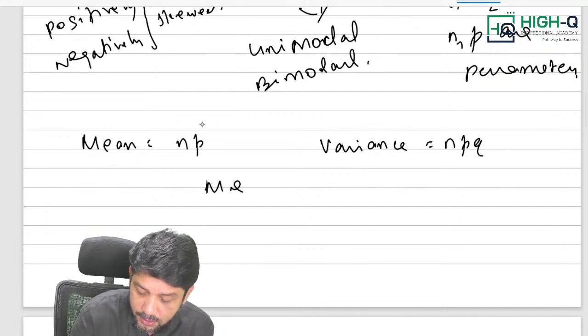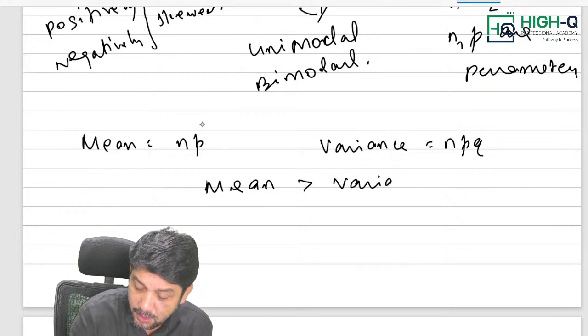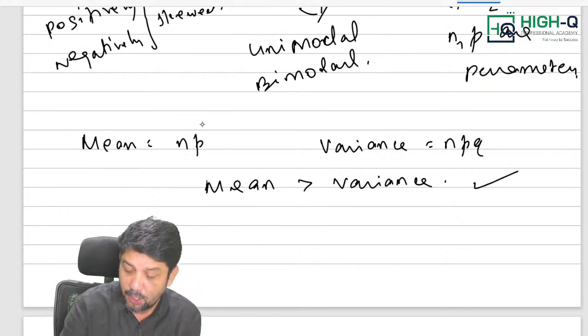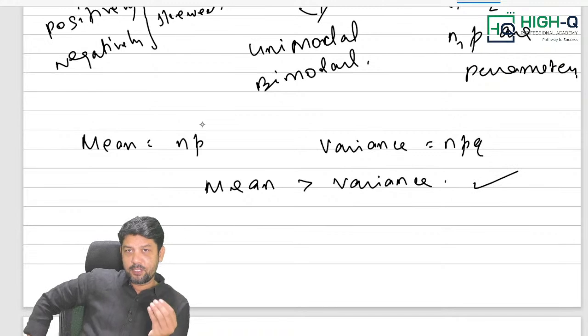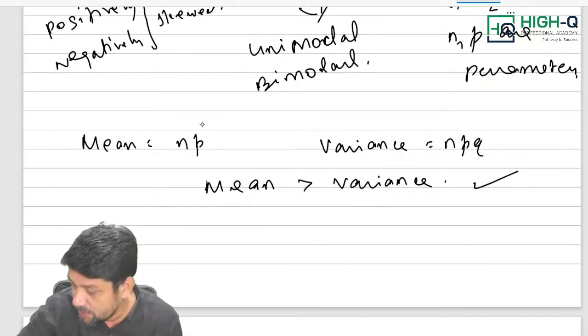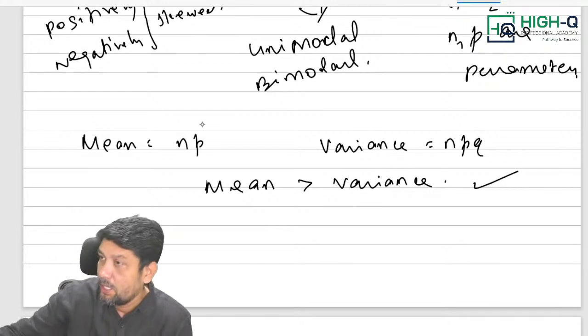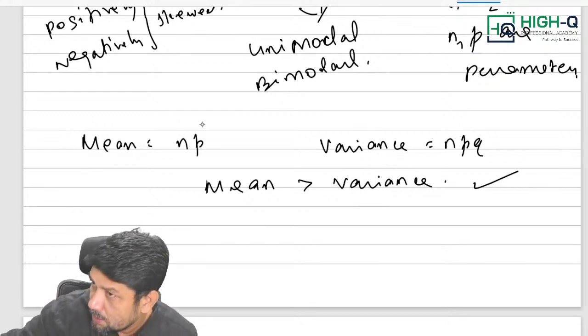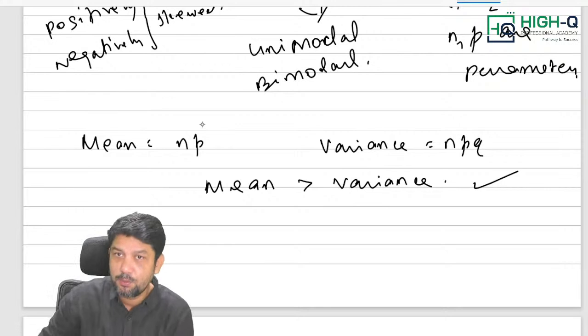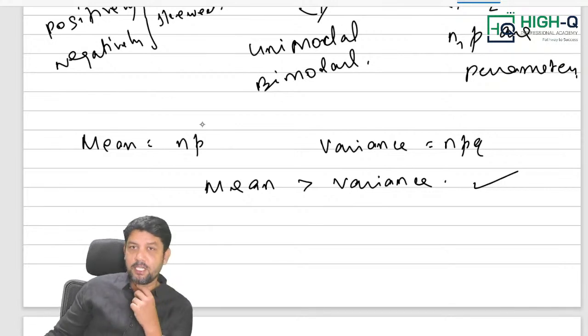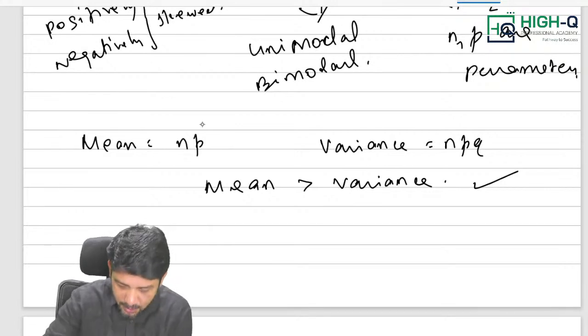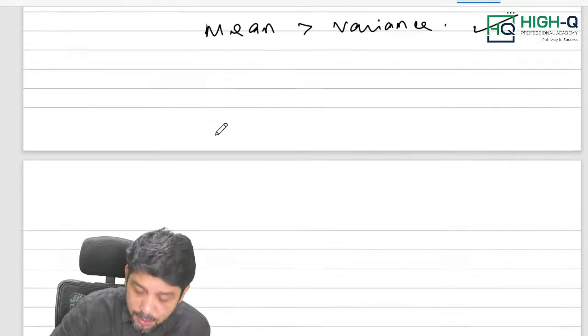Now look at this, my dear. In binomial distribution, mean is always more than variance. This particular type of question, in which distribution mean is more than variance, they have asked many number of times. So please remember this. In binomial distribution, mean is more than variance.